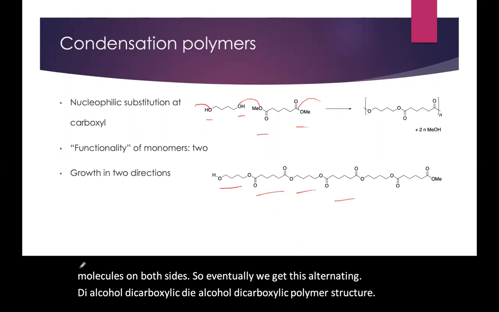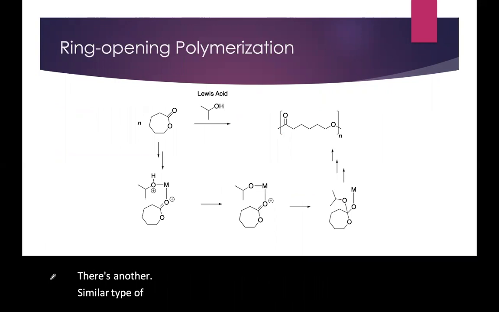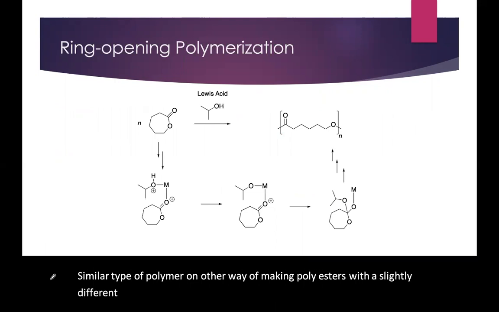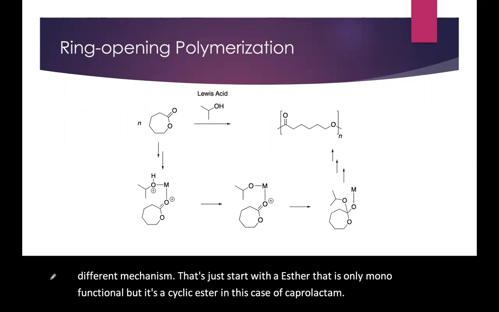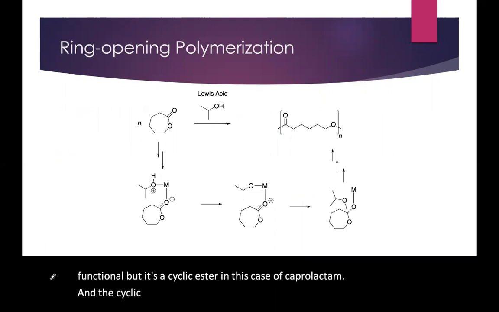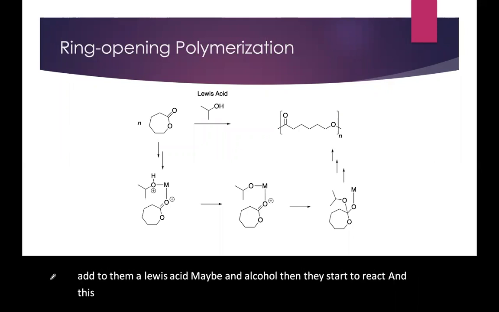There's another similar type of polymer, another way of making polyesters with a slightly different mechanism. That's to start with an ester that is only monofunctional, but it's a cyclic ester. It's in this case a caprolactone. And these cyclic esters won't react on their own to make polymers. But if you add to them a Lewis acid, maybe, and an alcohol, then they start to react. And this is an example of a chain reaction.